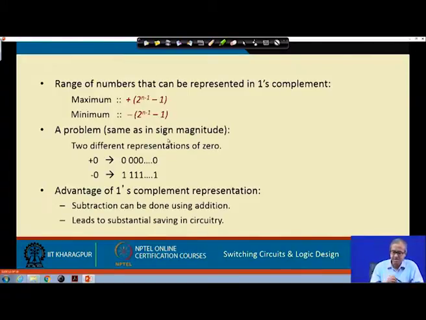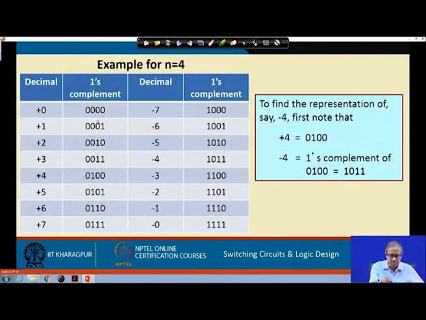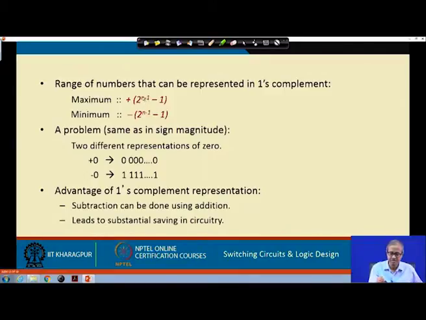So, it is mentioned here, the range of numbers that can be represented here is just like sign magnitude form. Maximum is plus 2 to the power n minus 1, minus 1, minimum is minus 2 to the power n minus 1, minus 1. Because if you look at the previous one, on the positive side it was plus 7, on the negative side also it was minus 7. So, for n equal to 4 it becomes 2 to the power 3 minus 1, that is 7, and minus 7. And also I mentioned that there will be two different representations of 0.